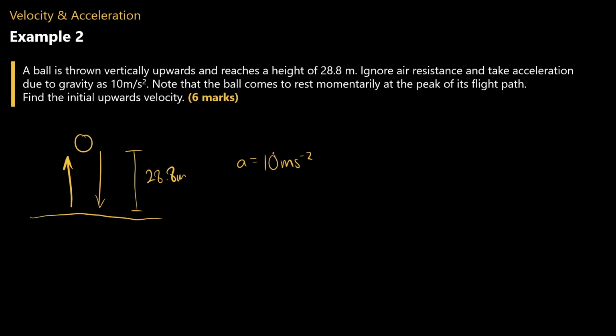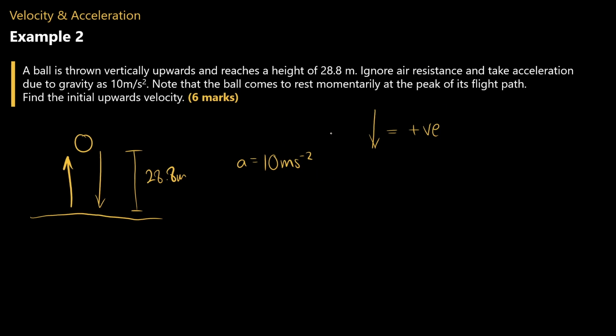Now, one thing you should do in situations like this, where there are different directions, is to appoint one direction as a positive direction. So anything moving in that direction is positive. In this case, it makes most sense to say that the downwards direction is positive since that's where the acceleration is acting. So I'll just write here that downwards means positive. If for some reason it was accelerating upwards at 10 meters per second squared, this would now be a negative 10 meters per second squared acceleration.